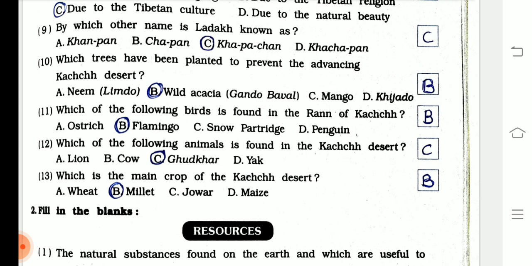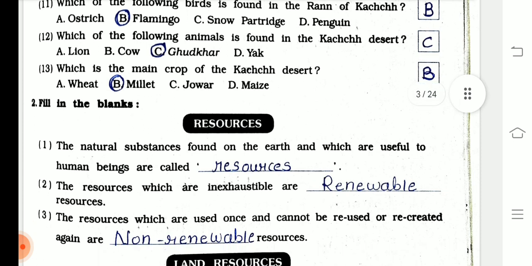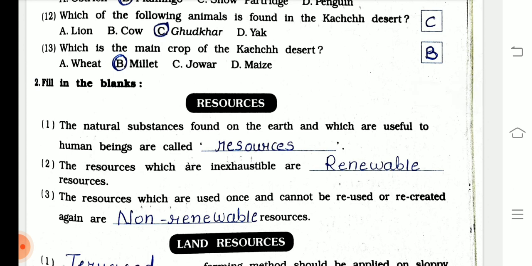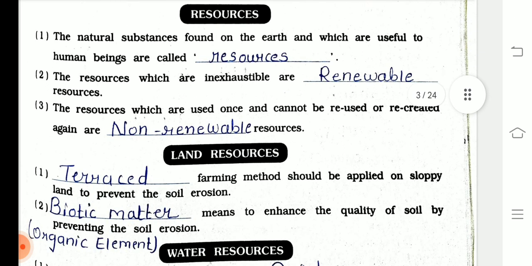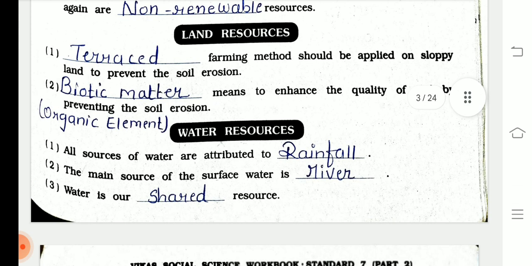Then question number 2 is filling the blanks. In resources, the first one is resources, second one is renewable, and third one is non-renewable. The answers I am repeating here. Then next is land resources: terrace, biotic matter, that is organic element. Then next one is water resources. In that, the answers are rainfall, river, and shade.